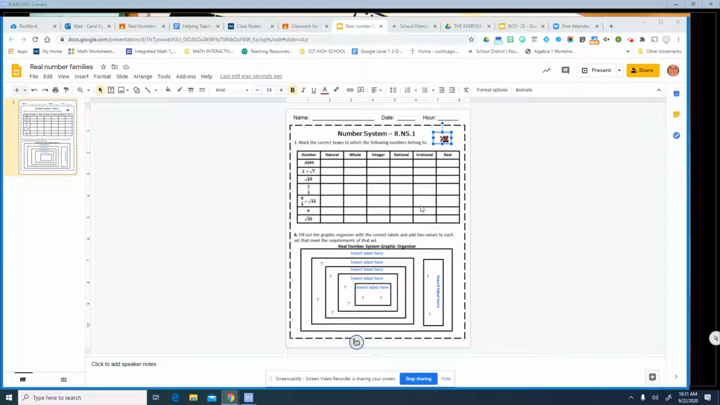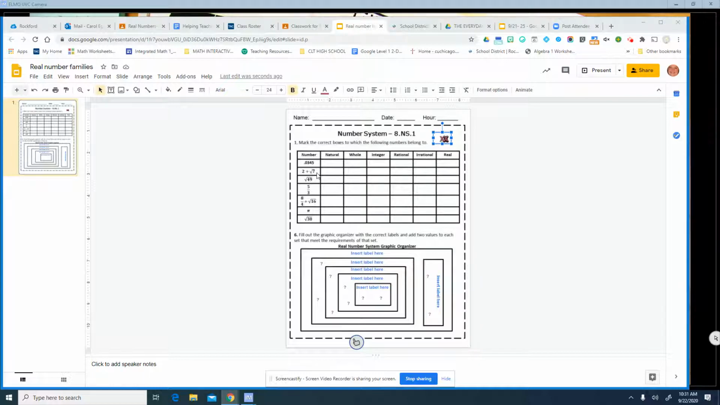To go over the assignment from yesterday, because there seems to be a little bit of confusion. So at the top, it is not asking you to solve these problems. It's asking you to determine what do you think that number is. So for example, 2 plus radical 7.